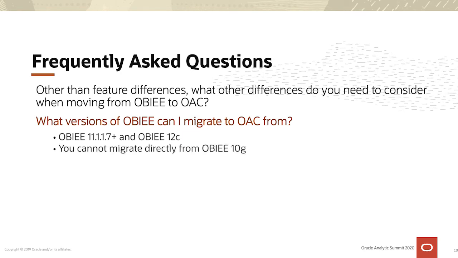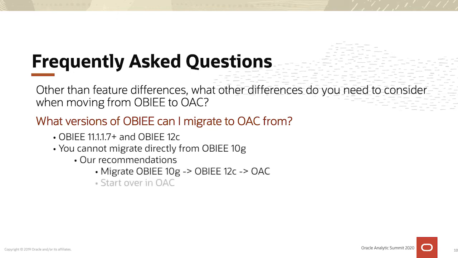So what's the general recommendation? Should they upgrade to 12C before the migration to OAC? There are two recommendations, right? One is that they should upgrade to 12C, and second is to start over. Because migrating to 12C from 10G is going to be a long journey, instead of that you can just start over in OAC.